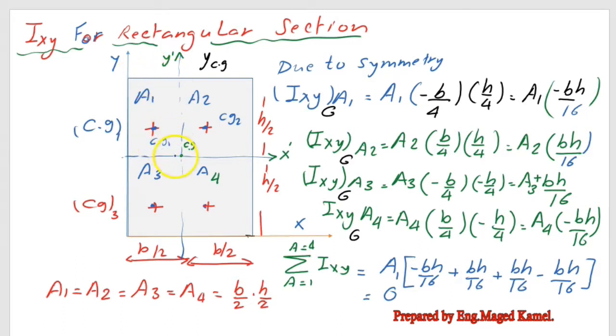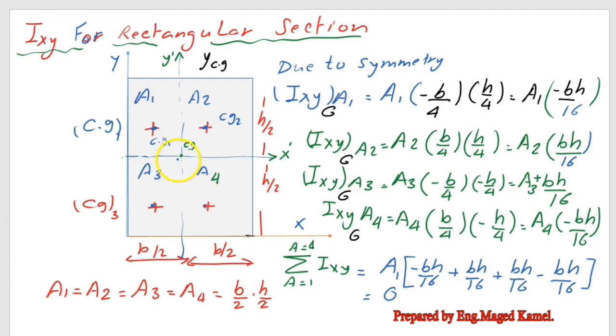For example, A1, this is the area, the width is equal to b over 2, the height is equal to h over 2. And for area number 2, the CG lies to the right of the y dash axis by a distance equal to b over 4 and above the x dash axis by h over 4. Similarly, we can draw A3 in the third quarter and A4 in the fourth quarter.